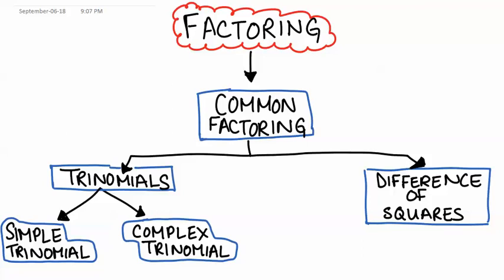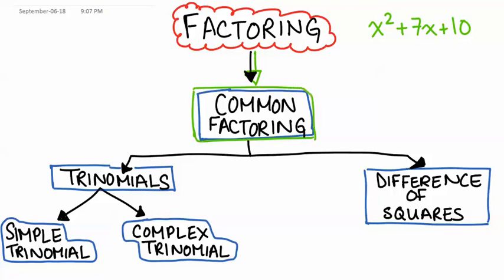So when we get an equation or an expression, so let's say we get an expression that looks like this: x squared plus 7x plus 10. There's our expression that we're given. So we're going to take a trip through this flowchart. So the first thing we're going to do is we're going to check for common factoring.